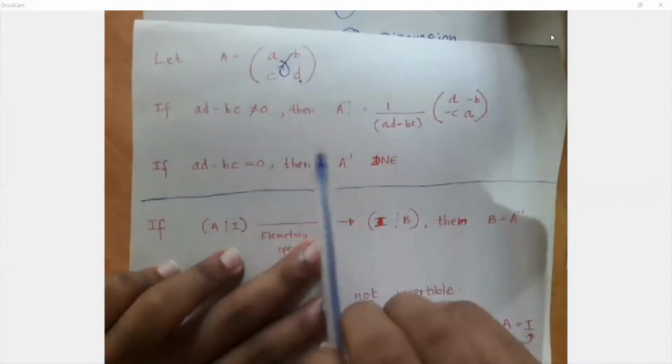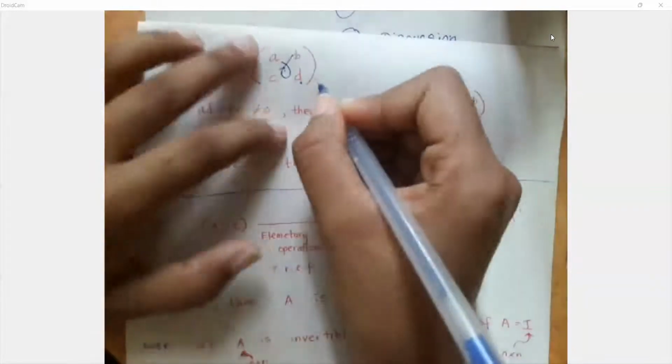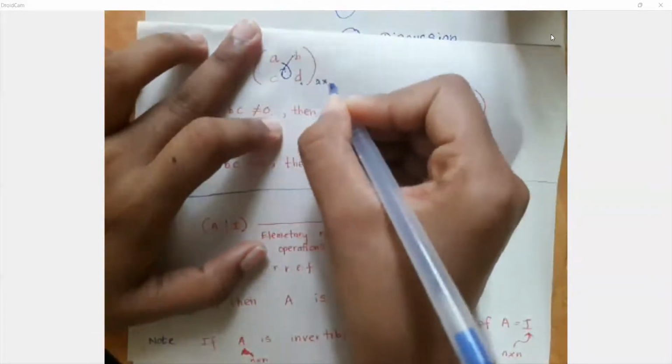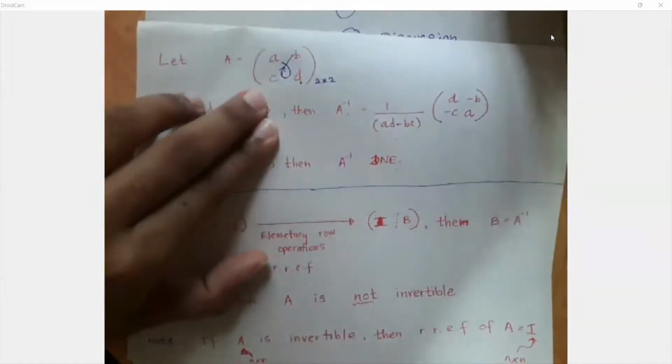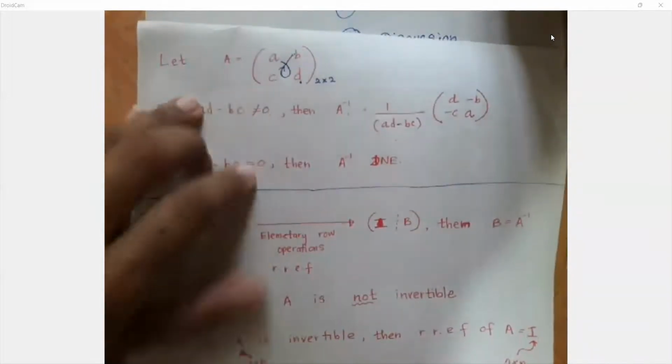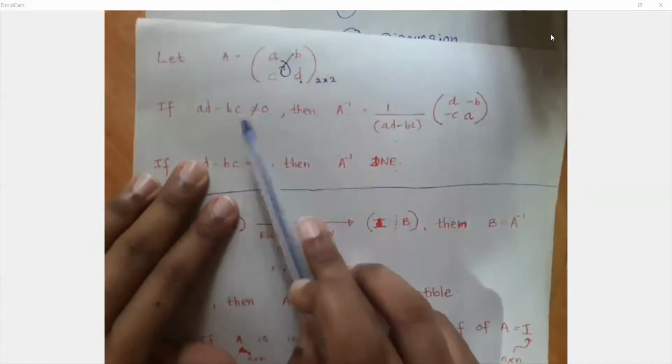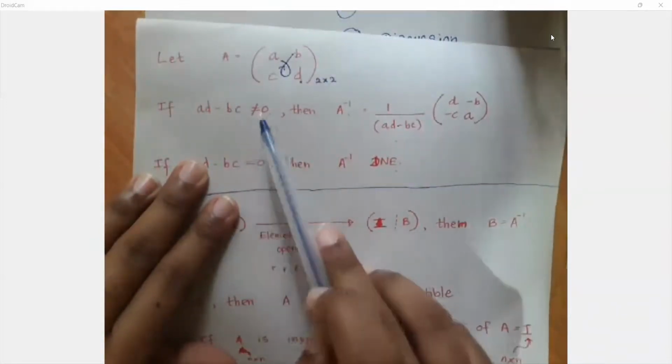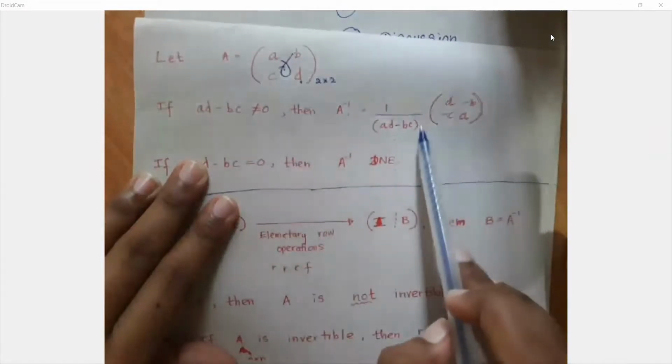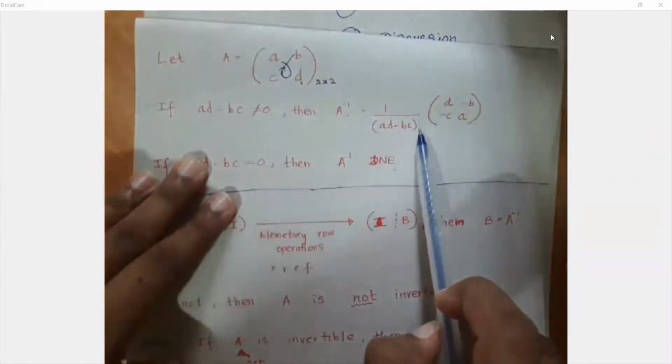Now if we have a 2 by 2 matrix, here it is a 2 row, 2 column matrix, so a 2 by 2 matrix. If we have such a matrix, first we have to check for AD minus BC, and if it does not equal 0, we can find the A inverse like this.